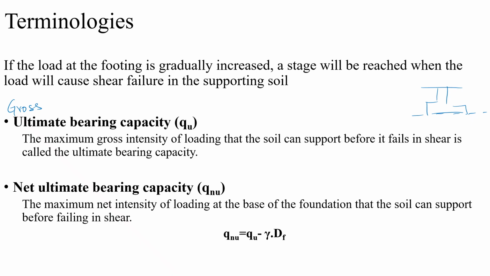before it fails because of shear. We might have seen that the two cases of failure are settlement and shear. So the maximum gross loading, the gross intensity of loading the soil can support before it fails by shear is called ultimate bearing capacity or gross ultimate bearing capacity.